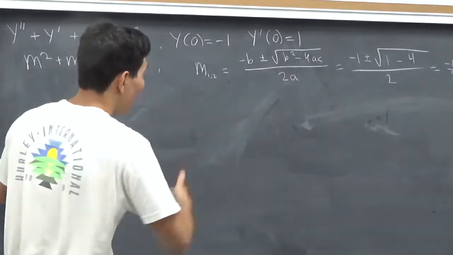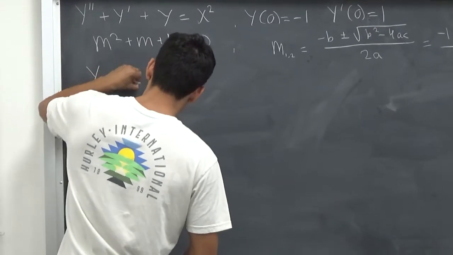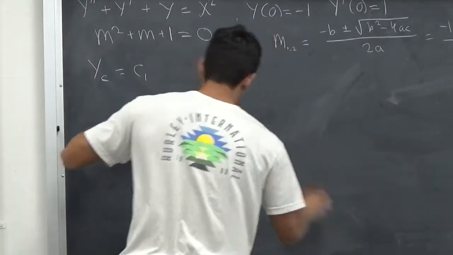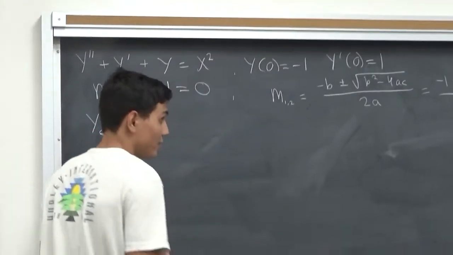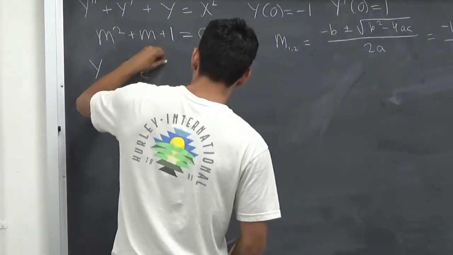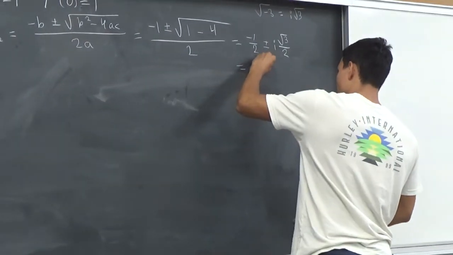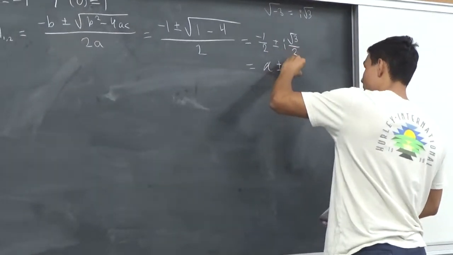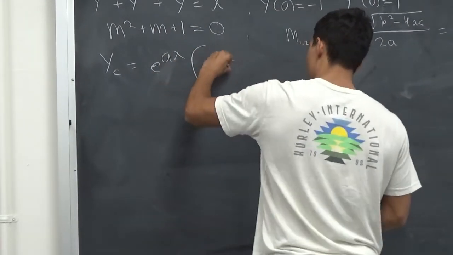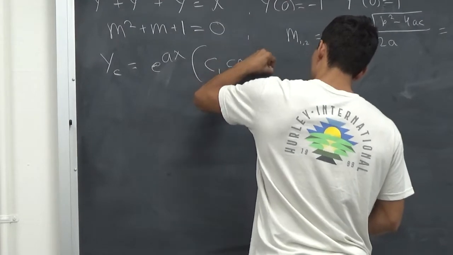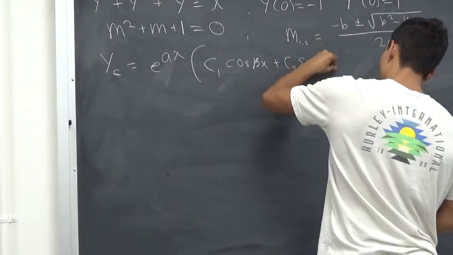Okay. Now, since we know that, we can represent this using our general form. C1, second. E to the what? E to the alpha x. And maybe I should let you guys see that this is alpha plus or minus i beta. So we got e to the alpha x, C1 cosine beta x plus C2 sine beta x.